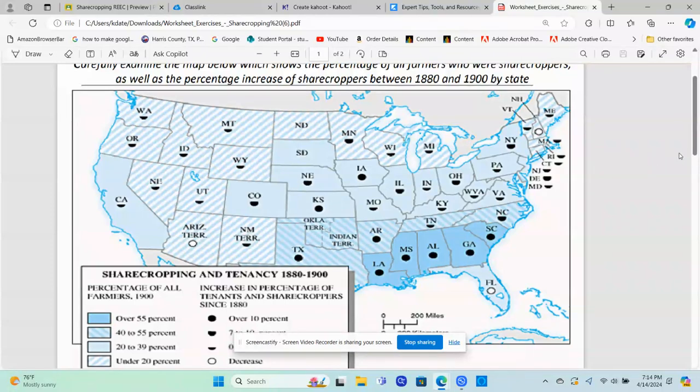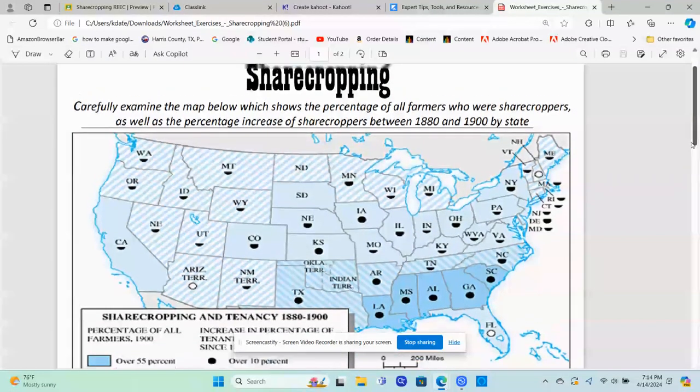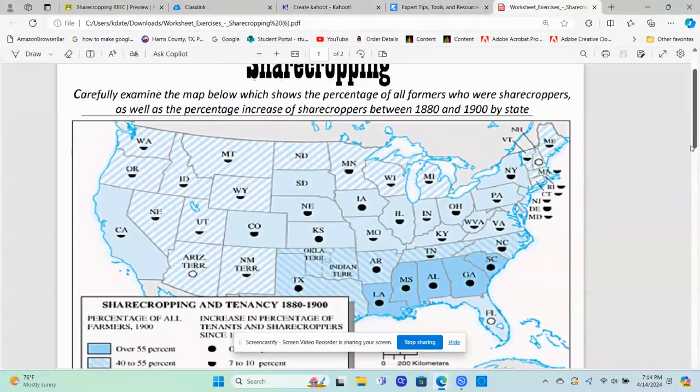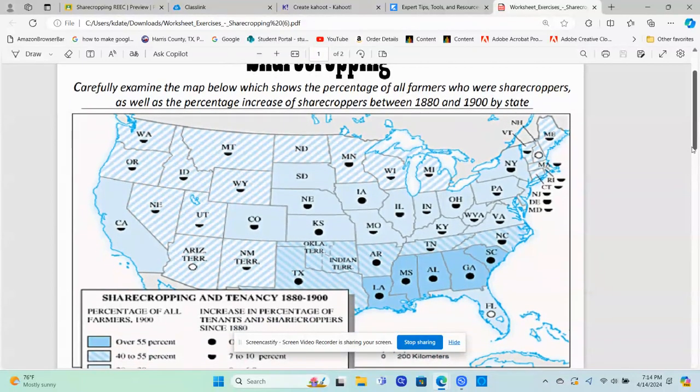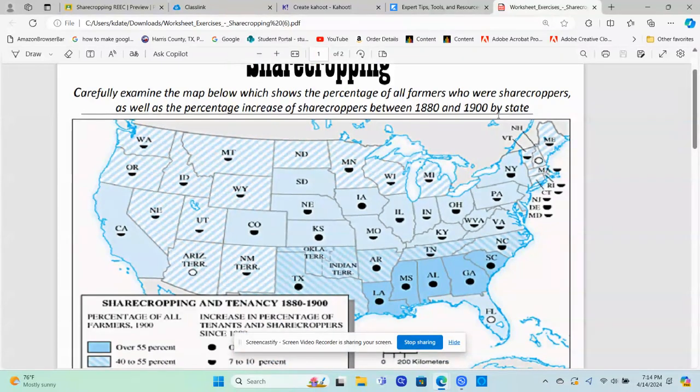Sharecropping. This is the map of the United States for sharecropping. Carefully examine the map below, which shows the percentage of farmers who were sharecroppers, as well as the percentage increase of sharecroppers between 1880 and 1900 by state.